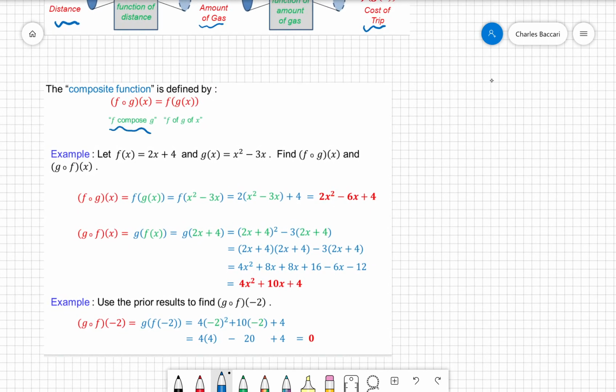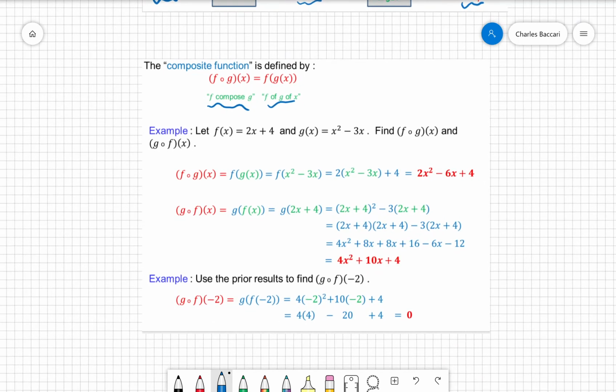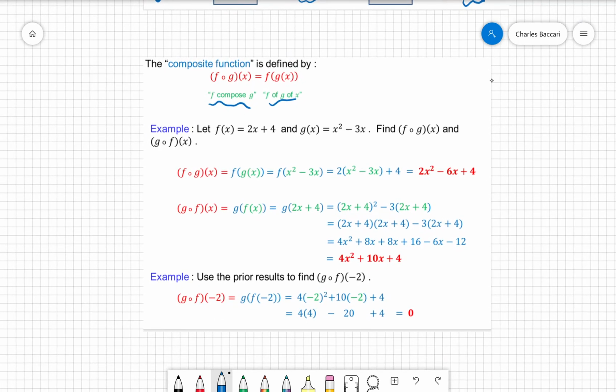We're looking at this. Instead of me writing it, I'll just highlight what we're looking at. As of right now, we're going to read this. We have let f of x equal 2x plus 4 and g of x equal x squared minus 3x. Find f of g and then g of f. So if you want f of g, we can write it this way. That's how I typically write it.